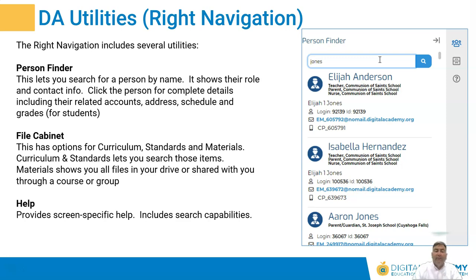On the right, we have our DA utilities. The Person Finder lets you search by name. It shows you the role and contact info. This is all fake data here. And when you click it, you can see everything about the person.